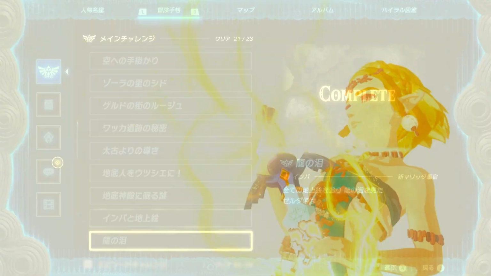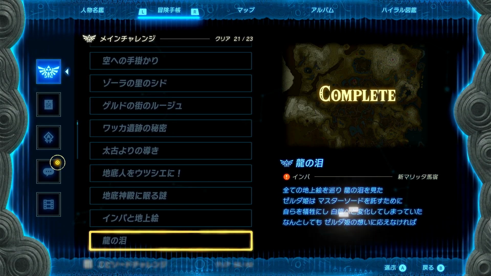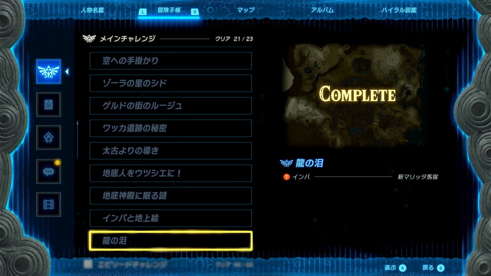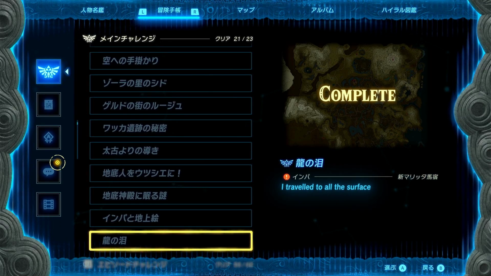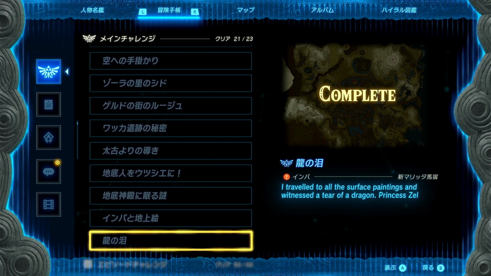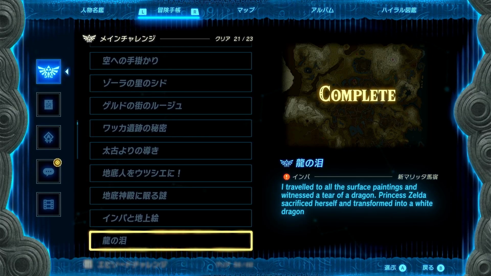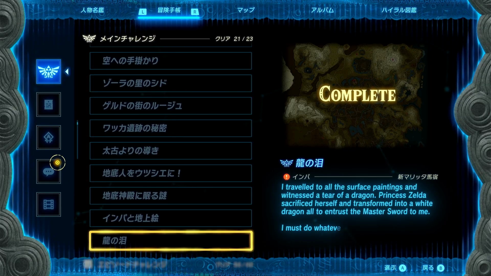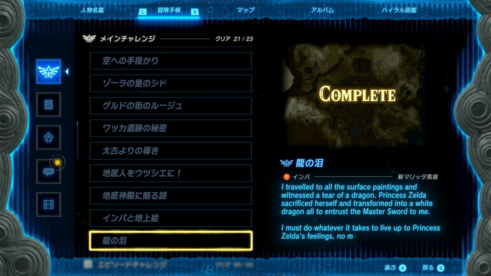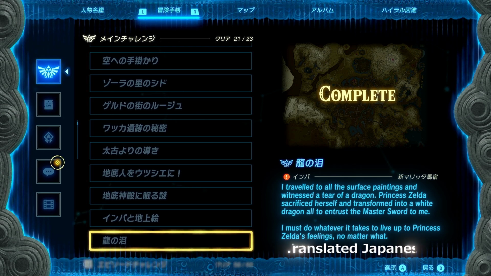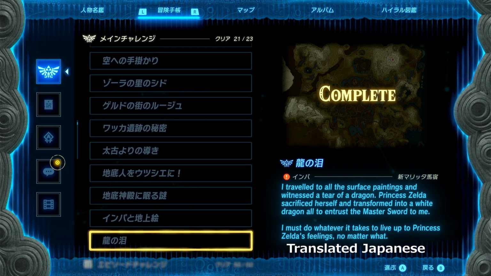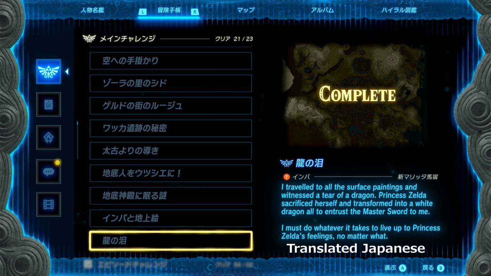Let's take a look at a possible translation of the Japanese for the Dragon Tears quest once it has been completed. "I travel to all of the surface paintings and witness a tear of a dragon. Princess Zelda sacrificed herself and transformed into a white dragon, all to entrust the Master Sword to me. I must do whatever it takes to live up to Princess Zelda's feelings, no matter what."